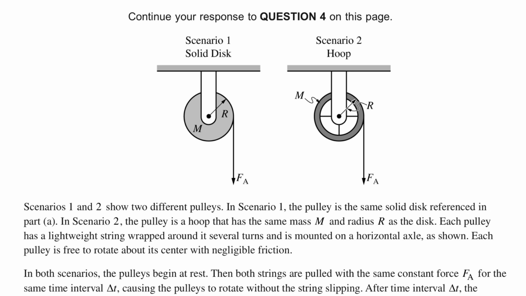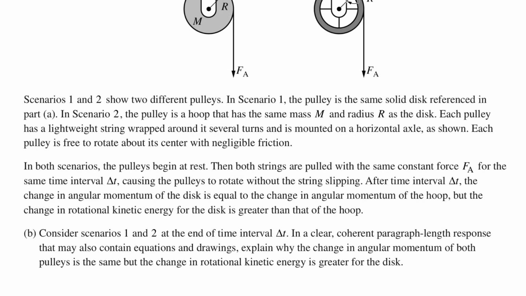In both scenarios, the pulleys begin at rest. Then both strings are pulled with the same constant force Fa for the same time interval, change in time. Right. So this causes both of the pulleys to rotate without the string slipping. After time interval change in time, the angular momentum of the disc is equal to the angular momentum of the hoop, but the rotational kinetic energy is greater than the hoop.